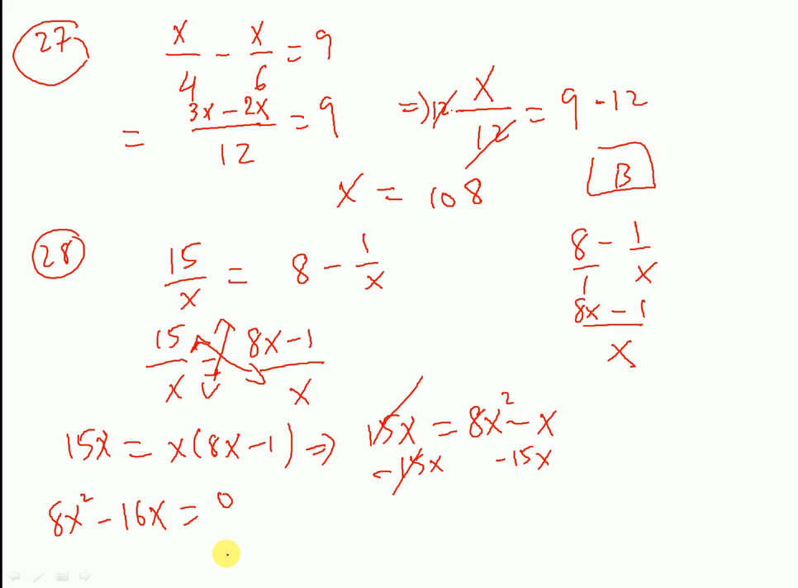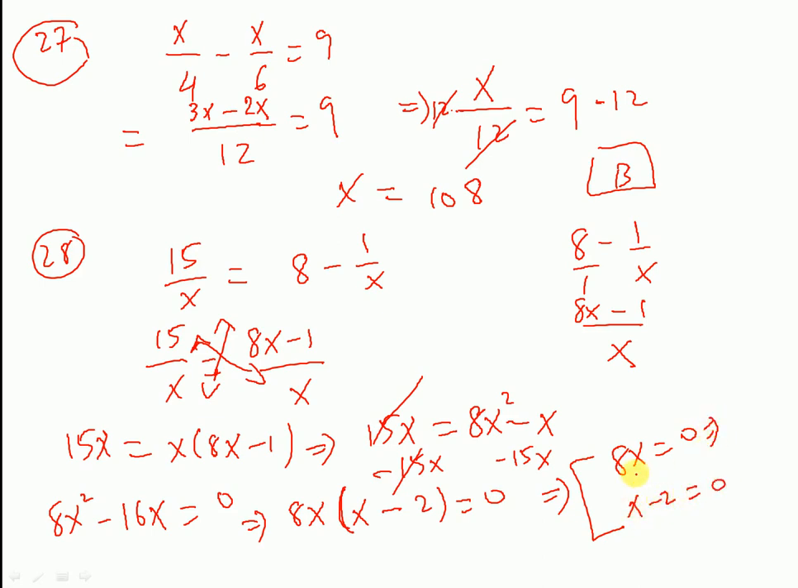And this is easy. You can simplify this by factoring out the 8x, because 8x is the common factor. So I can factor out 8x here. I have x left, because 8x times x gives me 8x squared, and 8x times 2 gives me back minus 16x, and this is equal to 0. Now this thing equal to 0 means either 8x equal to 0 or x minus 2 equal to 0.